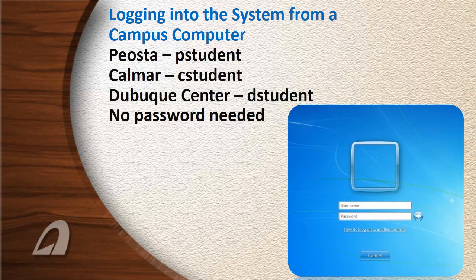You will enter P student for the username on a Piasta campus computer, C student from a Kalmar campus computer, and from the Dubuque Center, use D student. No password is required for network access from any campus location. You will then click Enter on the computer keyboard.